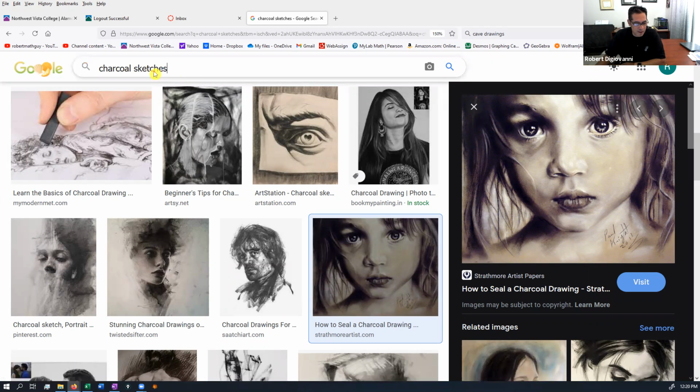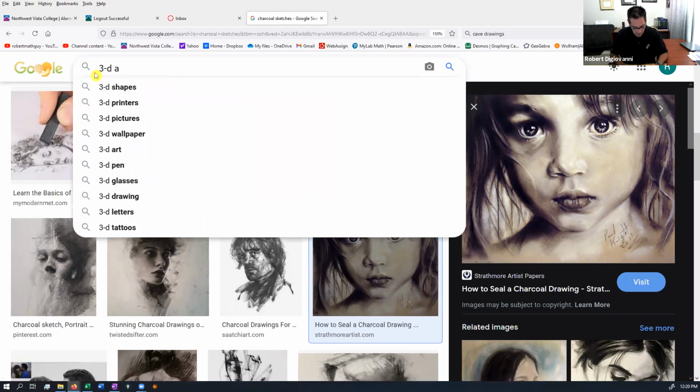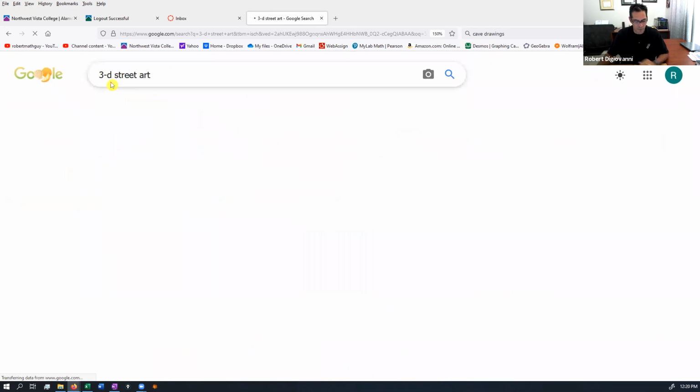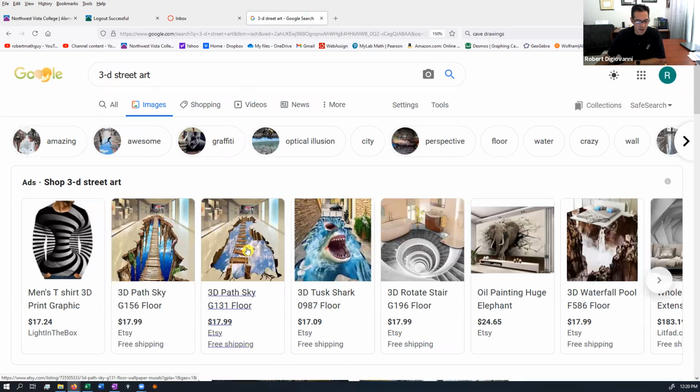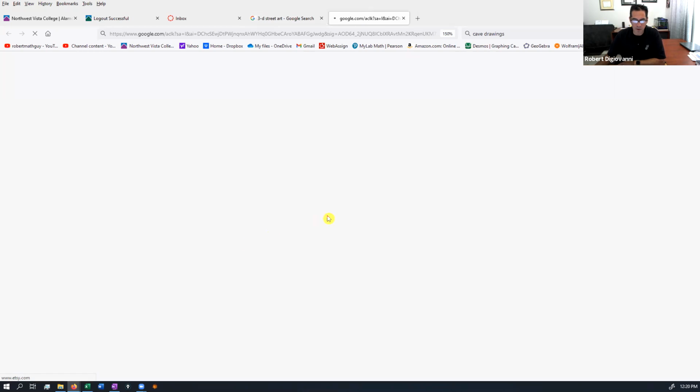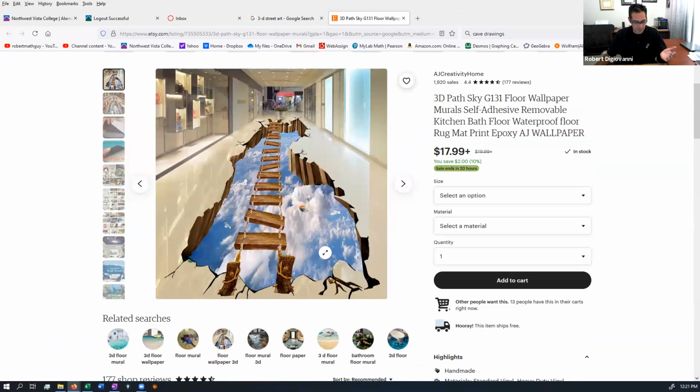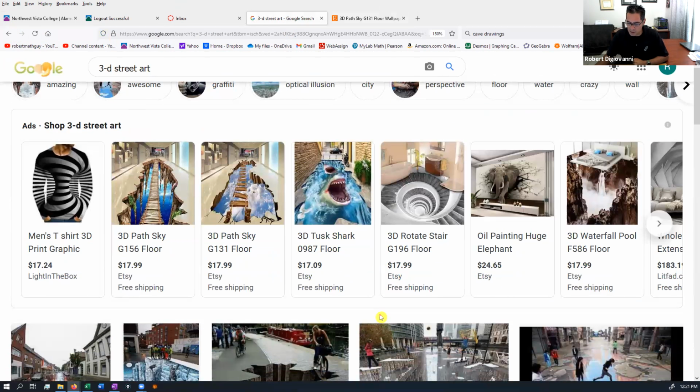Let me look for one more thing. 3D art. Have y'all ever seen this stuff? Like 3D street art? People go and they draw things, like in a hallway, they'll draw something on the ground that looks like you can walk on this. This is just the floor of a building, but it looks like you fall through the ground, right? There are artists that work on the streets that do this stuff. Let me see if I can find one.